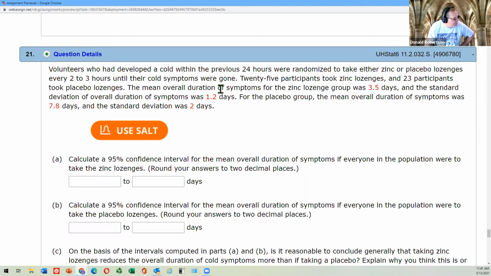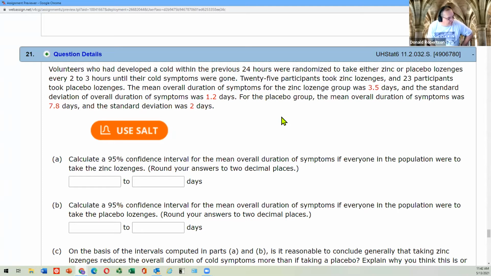The mean overall duration for the zinc group was 3.5, and the standard deviation overall for symptoms was 1.2. In the placebo group, it took them 7.8 days, and the standard deviation is 2.